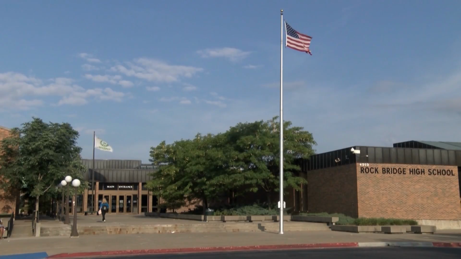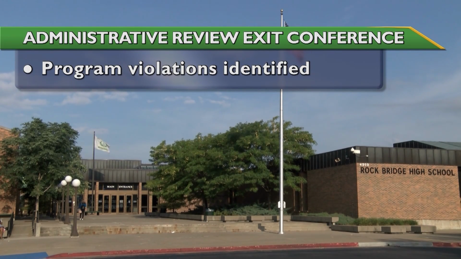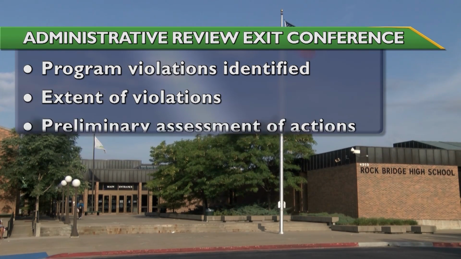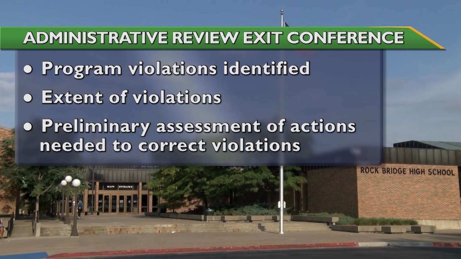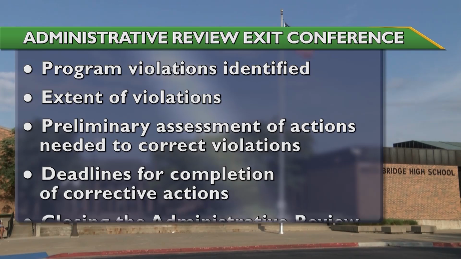The post-review procedures include the Administrative Review Exit Conference, where the state agency representative will discuss any program violations identified, the extent of violations, and a preliminary assessment of the actions needed to correct the violations, the deadlines for completion of corrective action, and closing the administrative review.